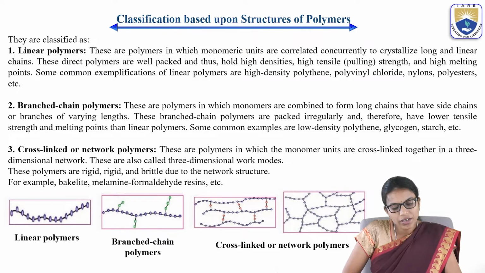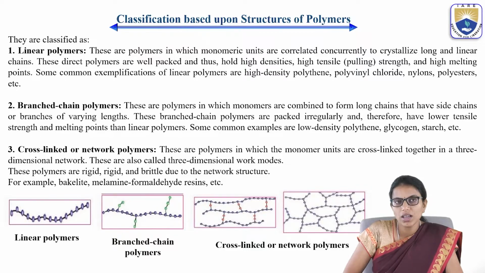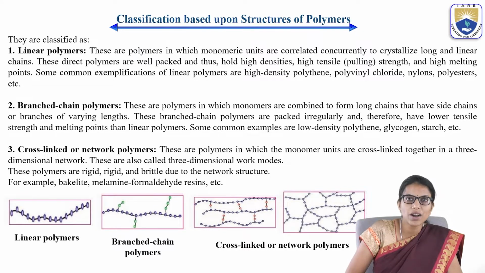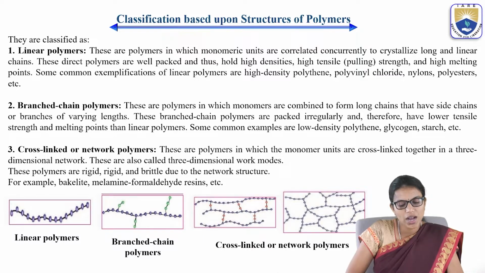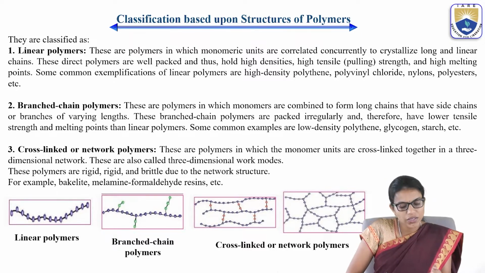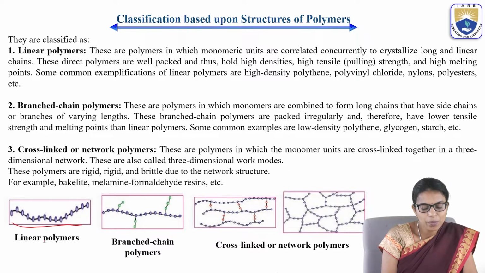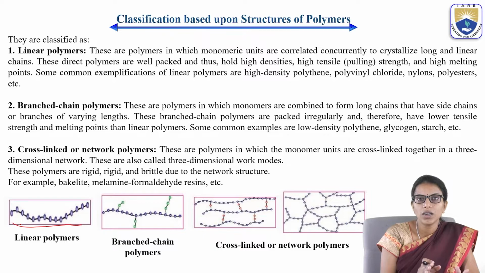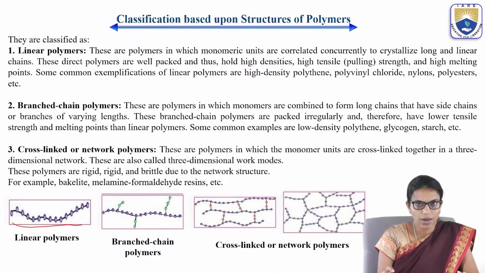Now coming to the second classification, that is the classification based upon structures of polymers, and they are further classified into three parts: linear polymer, branched chain polymer, and cross-linked, or sometimes known as network polymers. Linear polymers, as we can see in the structure, are sometimes also known as straight polymers. So it will be connected with the monomers in a single chain, so it will form a linear polymer.